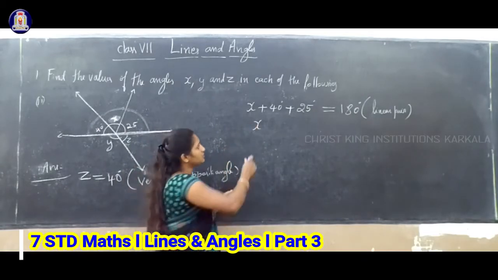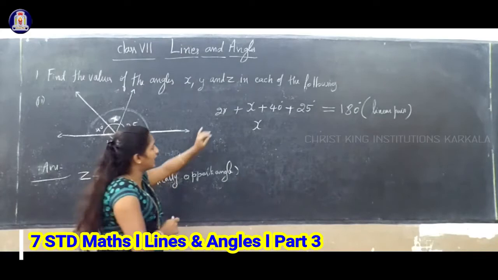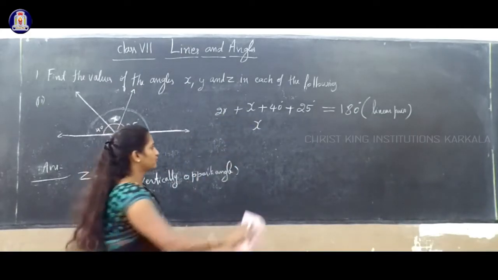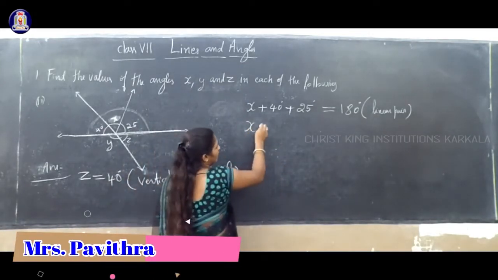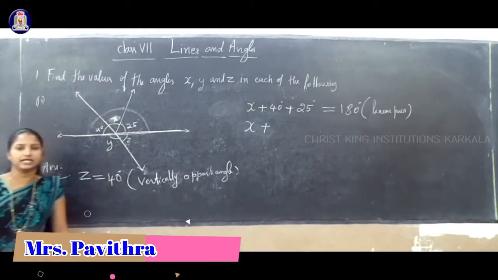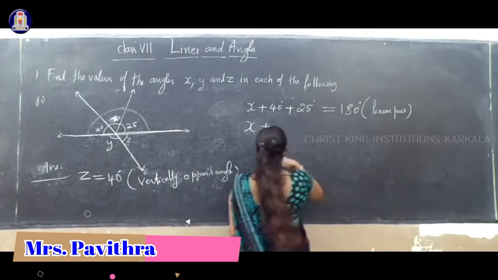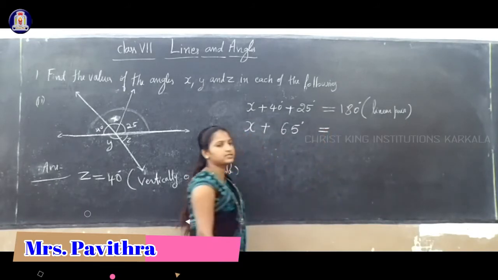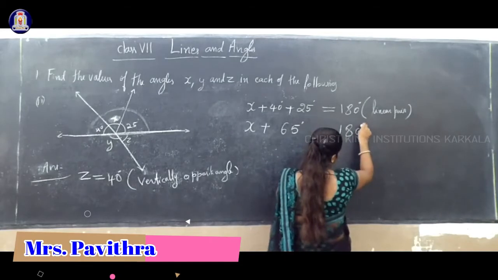Now suppose you get one more x and x, then 2x and x you can add here. So now x is a variable, so write as it is, and see the constant terms, that is 40 degree plus 25 degree. What is 40 plus 25? That is 65 degree. So 40 plus 25, 65 degree is equal to 180 degree.